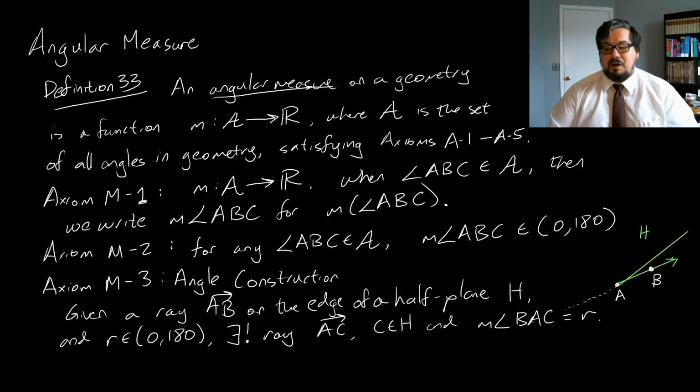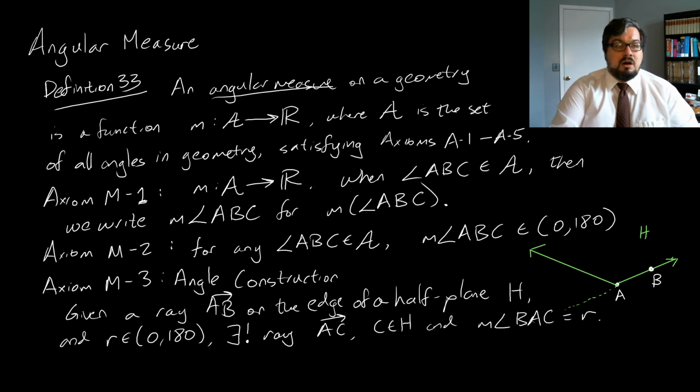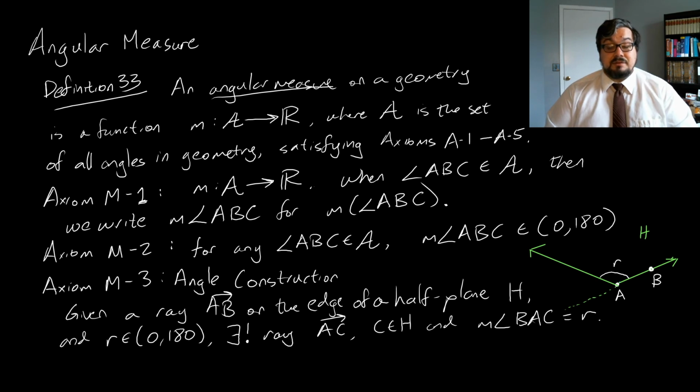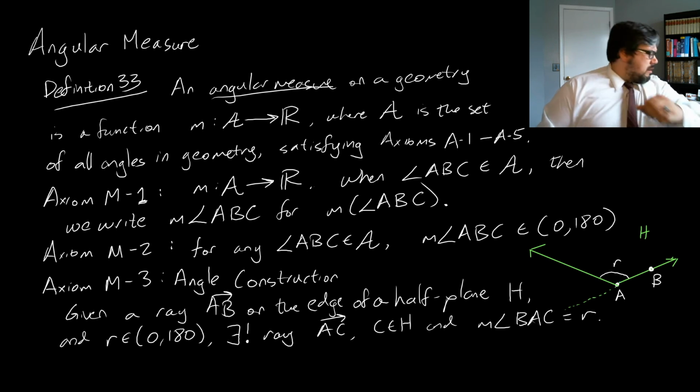So if R is small, we'll get a small angle like this. If R is big, we'll get a big angle like this. But the point is that every possible R appears as the measure of some angle. And that angle is unique. So if I have two angles that I somehow know both extend off into the half plane H and have angle measure R, I know that those two rays have to be the same.